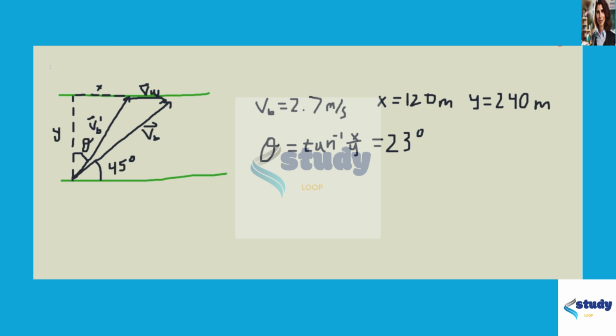Our question says that a boat whose speed in still water is 2.7 meters per second must cross a 280-meter wide river and arrive at a point 120 meters upstream from where it started, figure 53. To do so, the pilot must head the boat at a 45-degree angle upstream. What is the speed of the river current that's required to have it land 120 meters upstream?